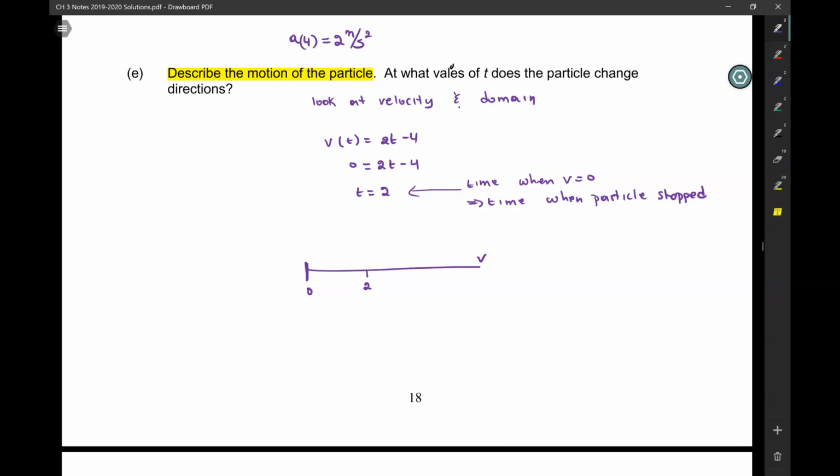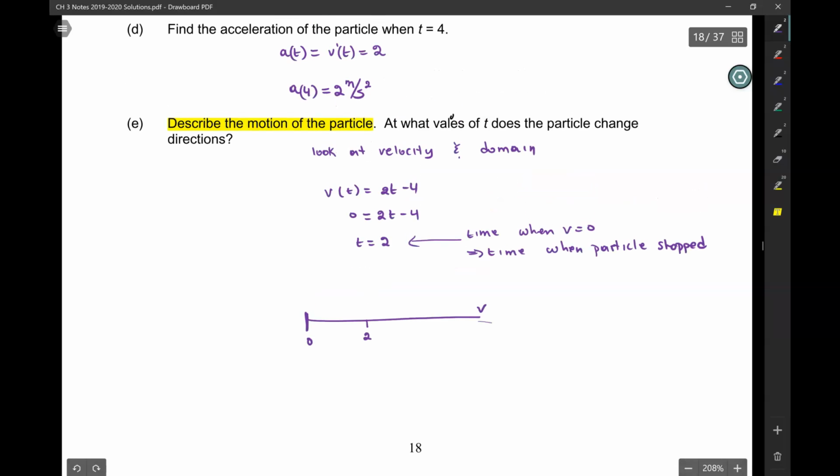This is my T equals 0 and T equals 2, right? So this is my velocity. So now what I have to do is see, in this range of 0 to 2 time, is my velocity positive or negative?